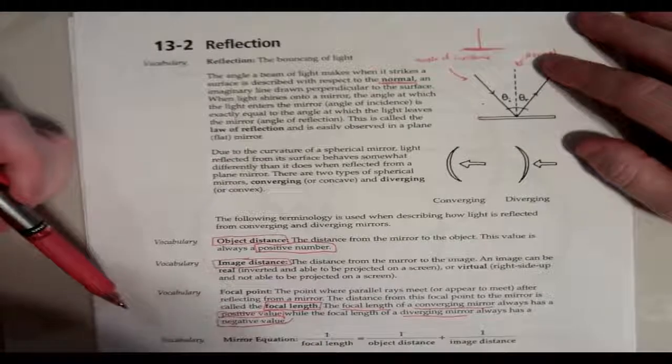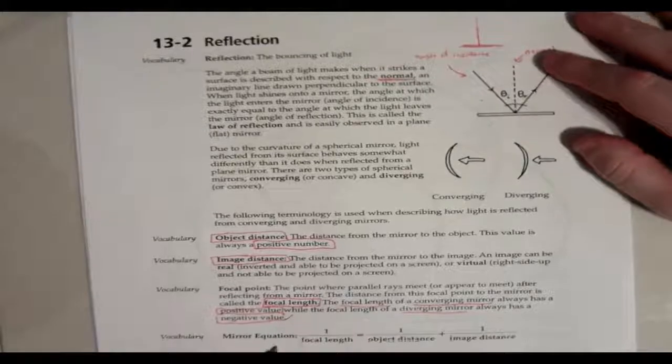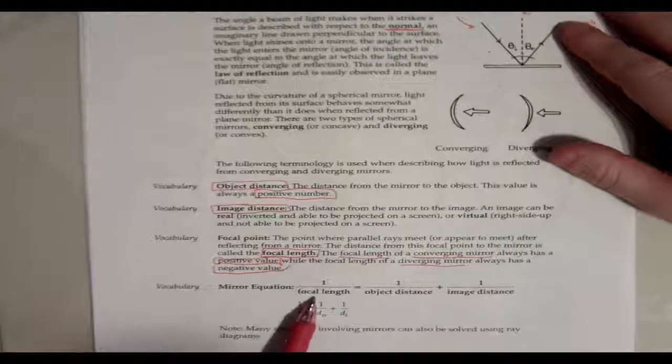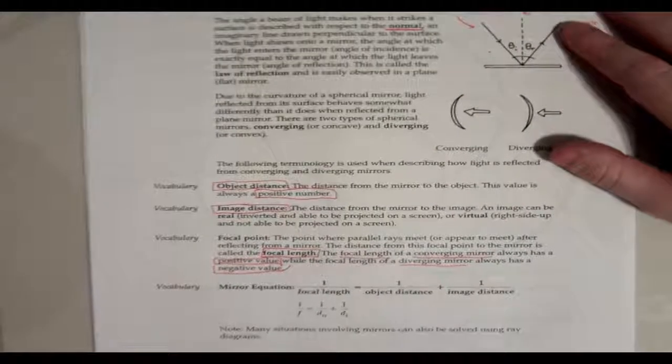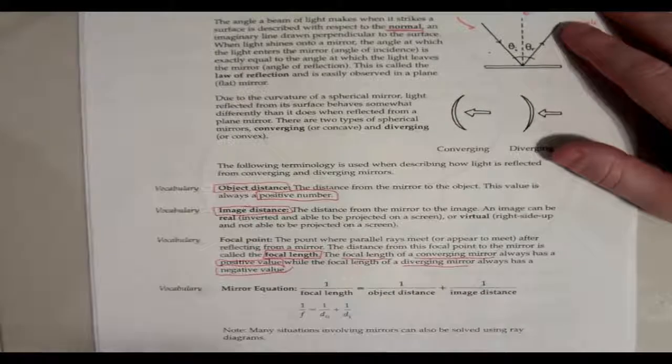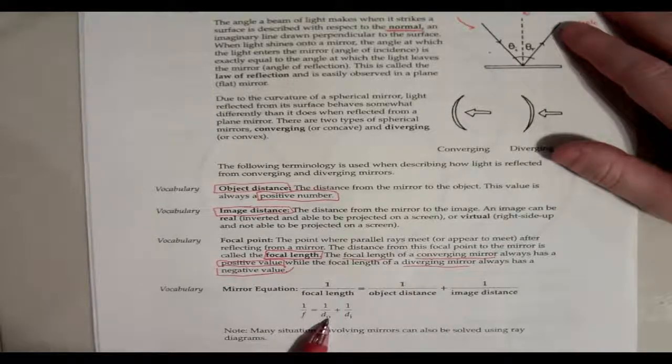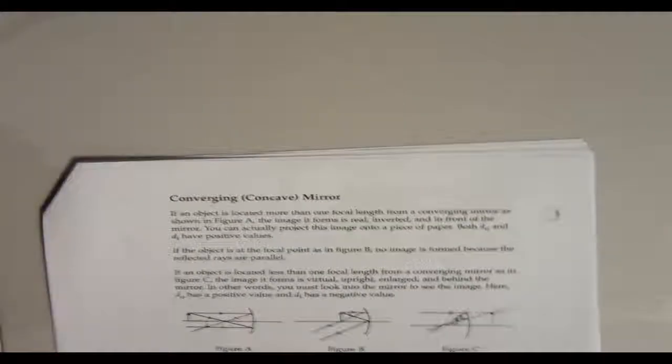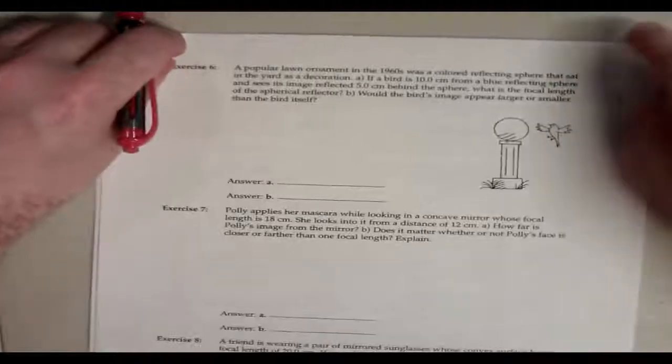Okay? So, mirror equation is this. Let's scoot that up. So it's 1 over the focal length equals 1 over the object distance plus 1 over the image distance. So just know the O stands for object, the I stands for image. Pretty easy, okay? So let's go ahead and do our second example, which just so happens to be example 6, okay? So, here we go.